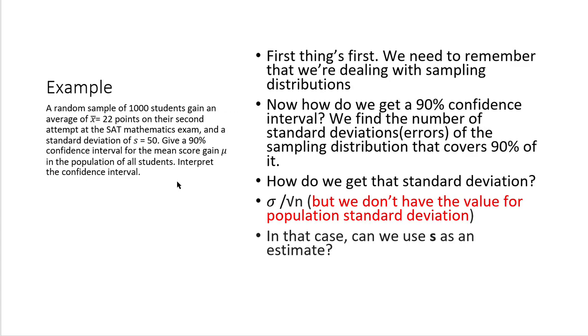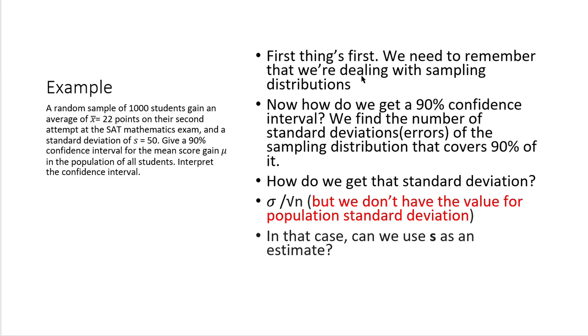Let's look at the example quickly. A random sample of 1,000 students gained an average of x bar 22, so the mean is 22, on their second attempt at the SAT exam. And the standard deviation S, remember, S is a sample standard deviation, is 50. Now, given a 90% confidence interval for the mean score gain, mu of the population, interpret the confidence interval.